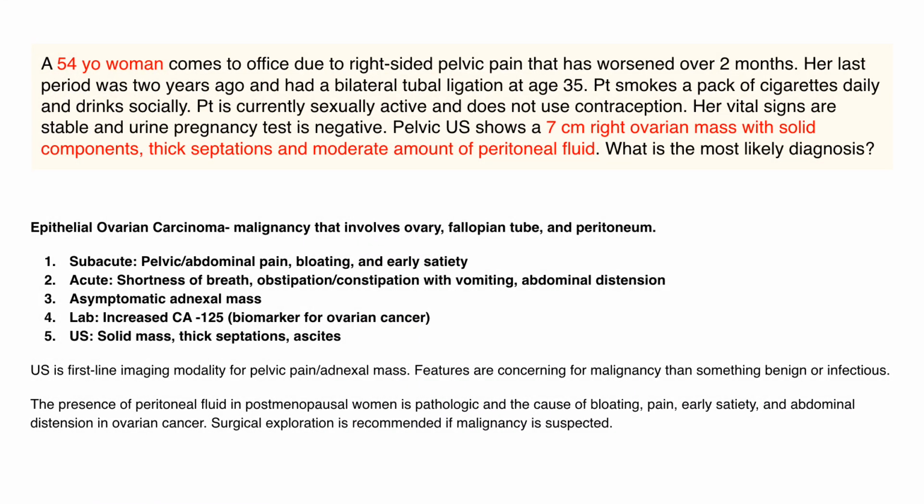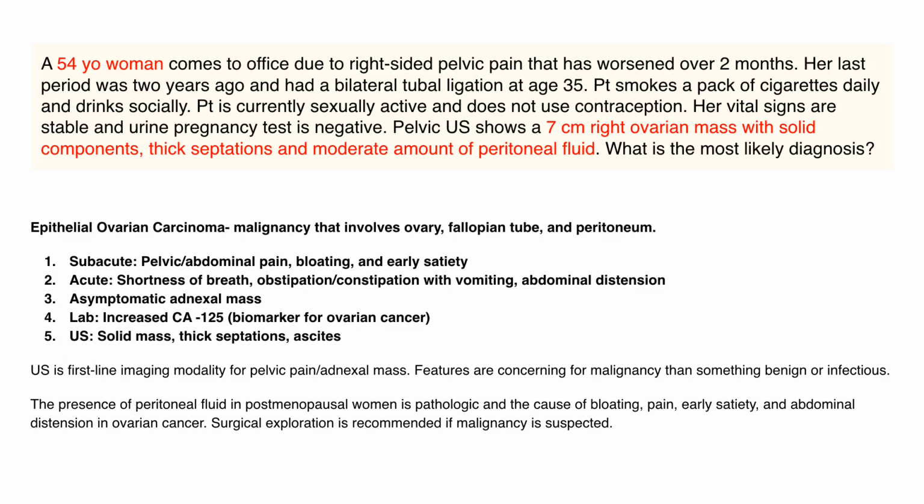So here we have a 54-year-old woman that comes to the office due to right-sided pelvic pain that has worsened over 2 months. Her last period was 2 years ago, and she had a bilateral tubal ligation at age 35. She smokes a pack of cigarettes daily and drinks socially. She's currently sexually active and does not use contraception. Her vital signs are stable, and urine pregnancy test is negative. Pelvic ultrasound shows a 7-centimeter right ovarian mass with solid components, thick septations, and moderate amount of peritoneal fluid. What is the most likely diagnosis?